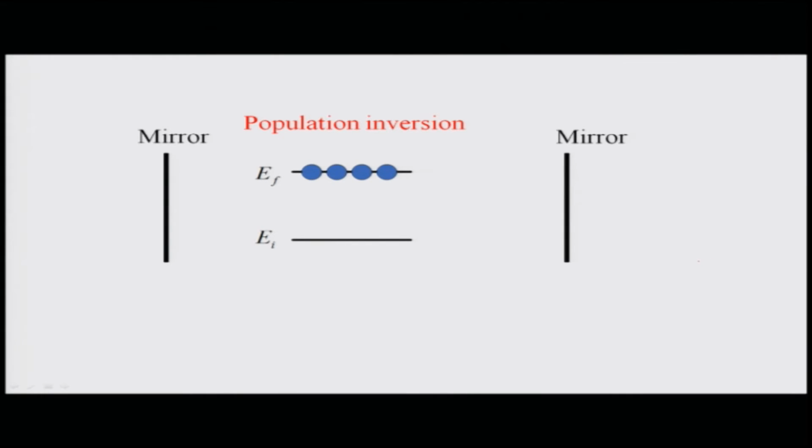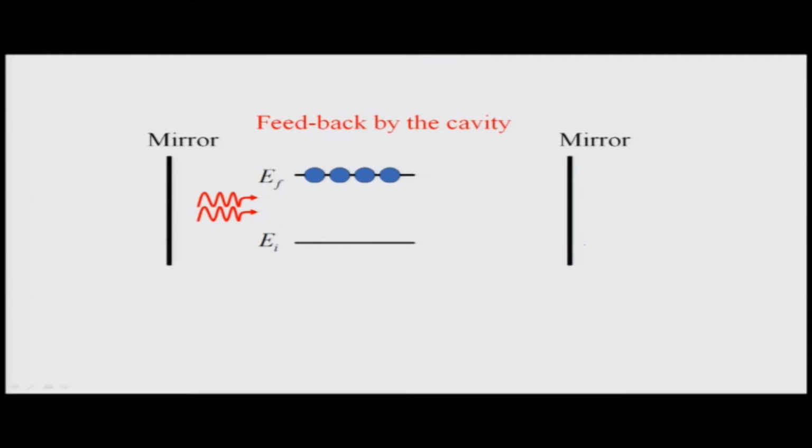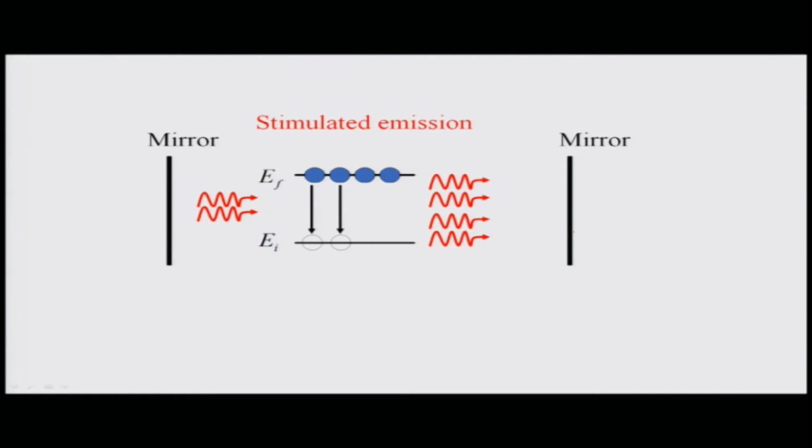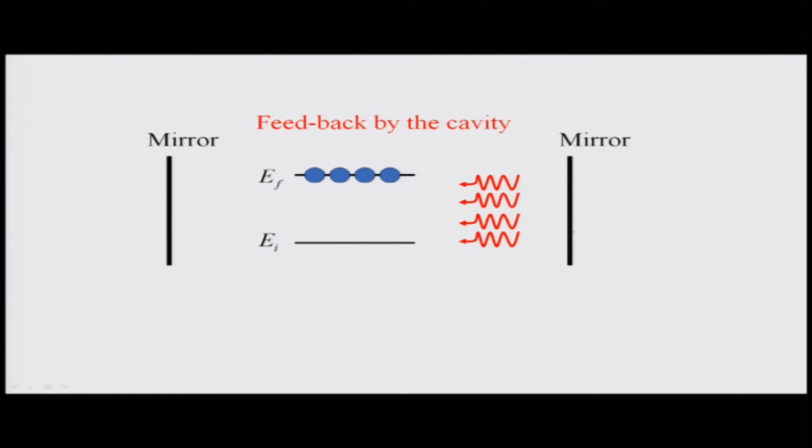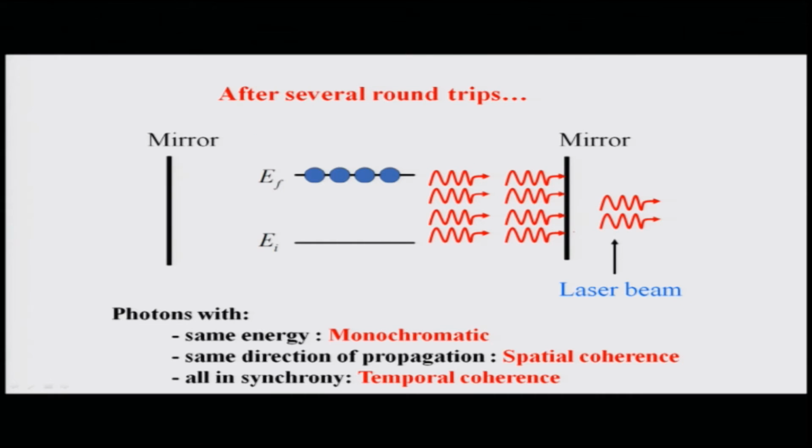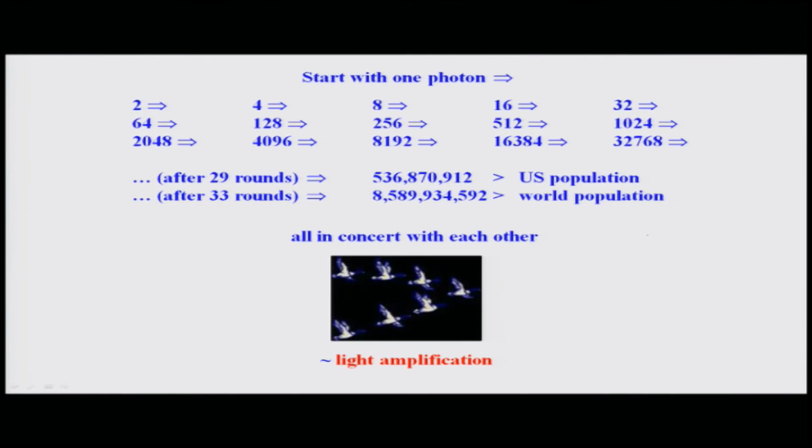So, a little bit more in terms of how we are looking at it. Some ground and some initial to some final state. We have the cavity in which we are having this. We have the spontaneous emission, which takes the photons in the direction which we need, which leads to feedback in the cavity, and after several round trips of feedback you get the laser beam, which is monochromatic, with spatial coherence, temporal coherence and all this.